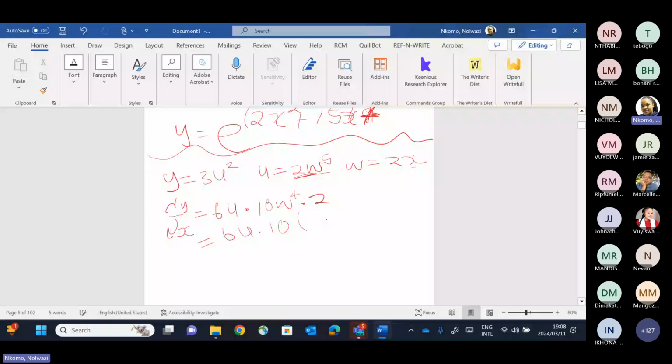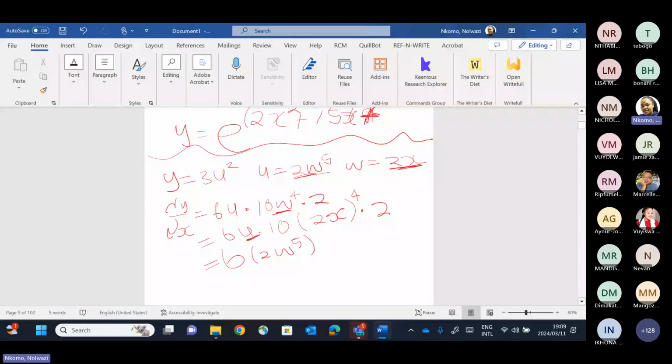Remember, w is equal to 2x, right? So the next step is to come here where there is w and substitute w with 2x. So that is my next step that I've got: 4 times 2, then 6 times 2w to the power 5. You were substituting here, and then I got that step.